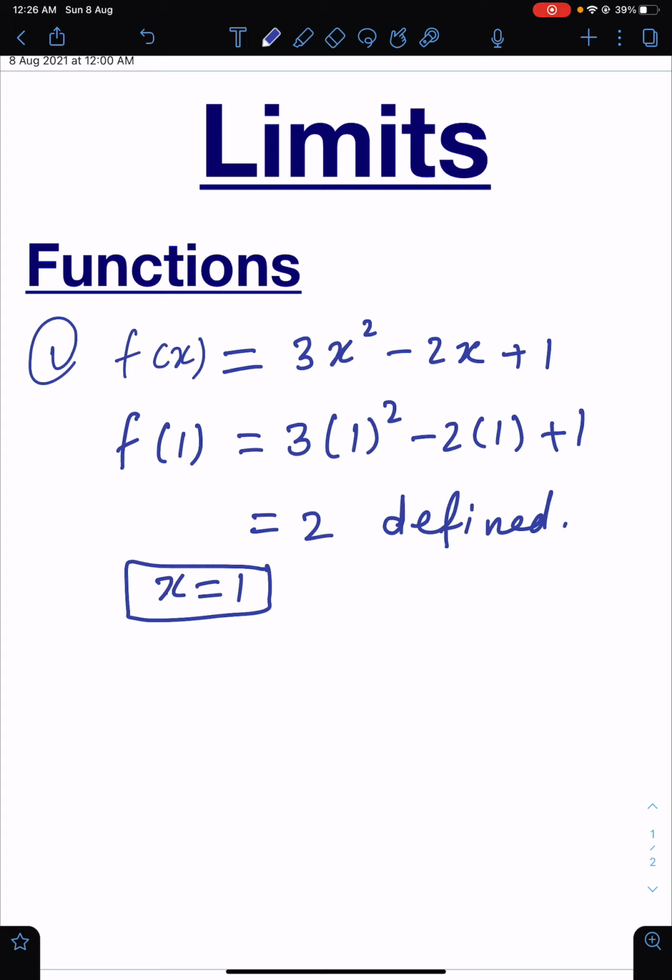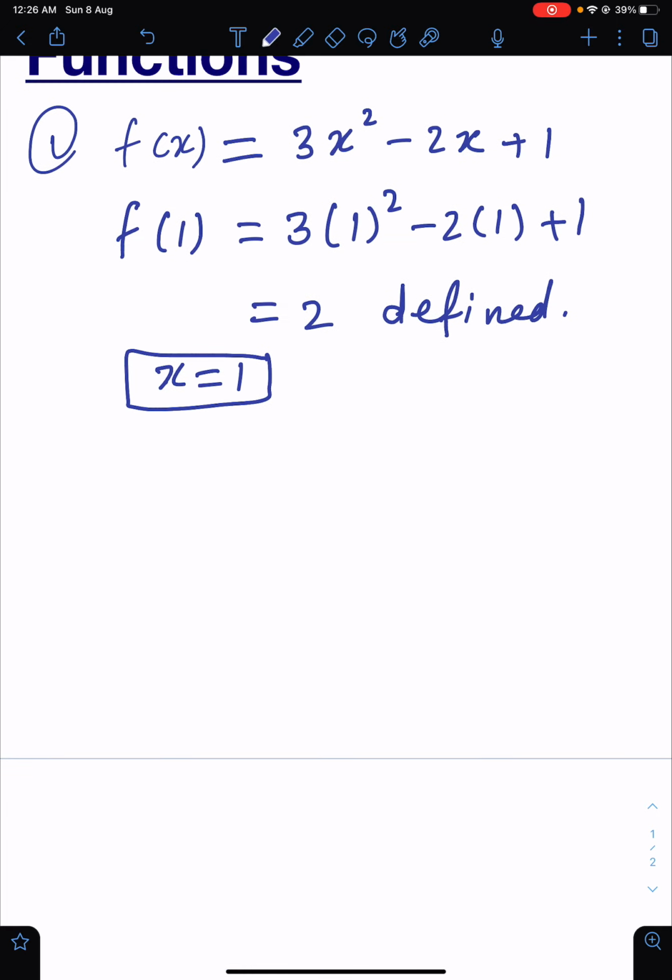Why? Because f of x being equal to 3x squared minus 2x plus 1 is a polynomial, and the domain of this one is all real numbers. So x belongs to all real numbers. Therefore, we can pick any number. And there is no problem, and we don't need limits here.